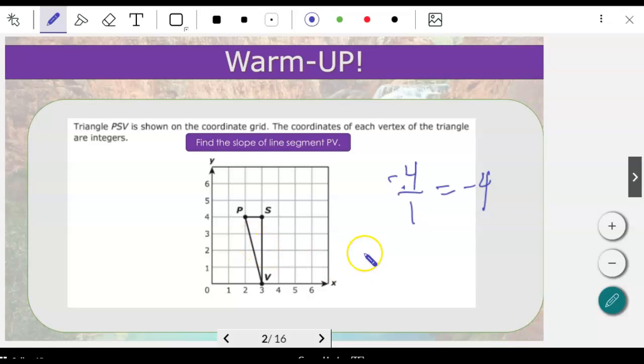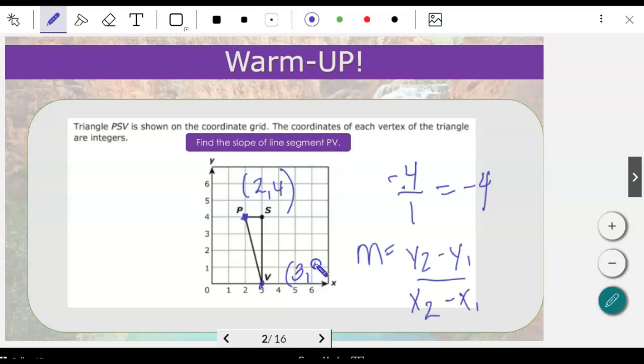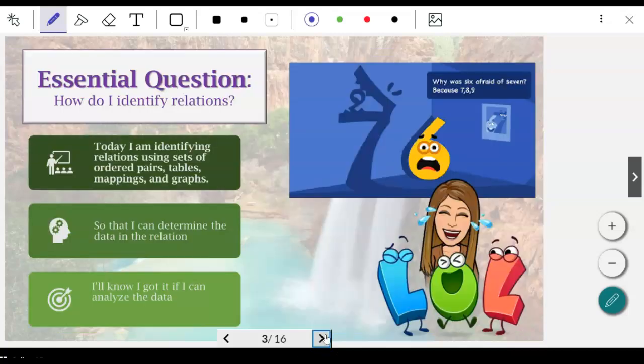The other way to do that is to use the slope formula, y2 minus y1. Remember, because the slope is the change in y over the change in x, and you would just use the coordinates here. This is 2, 4. This is 3, 0. It would still turn out to -4. Whatever works for you.